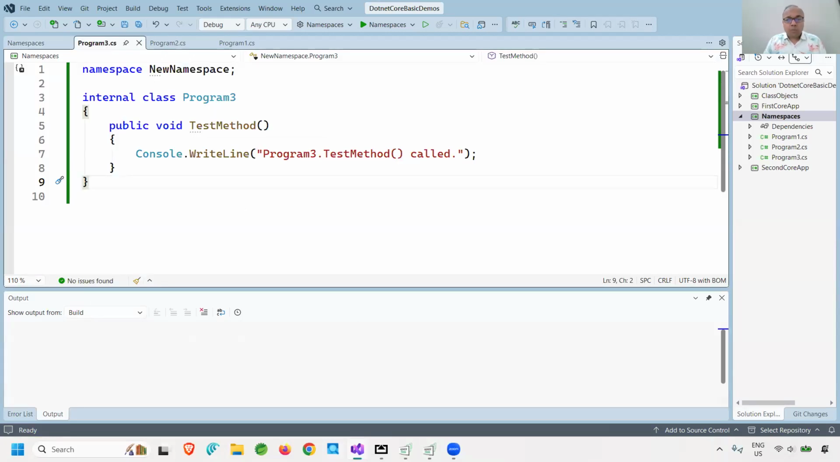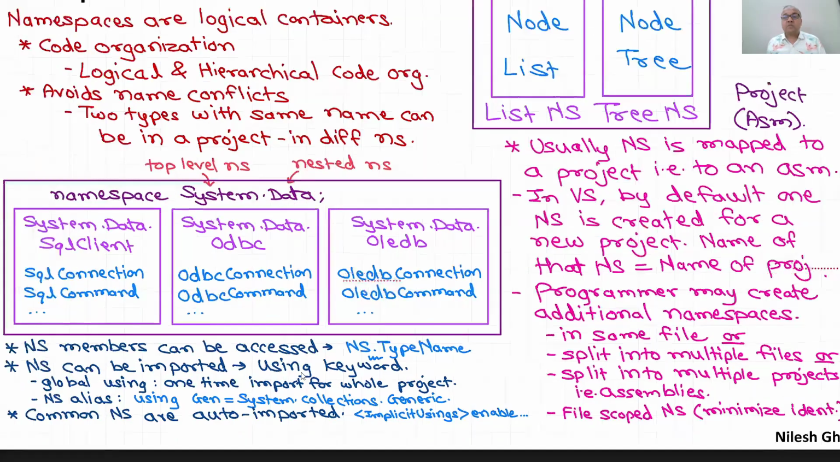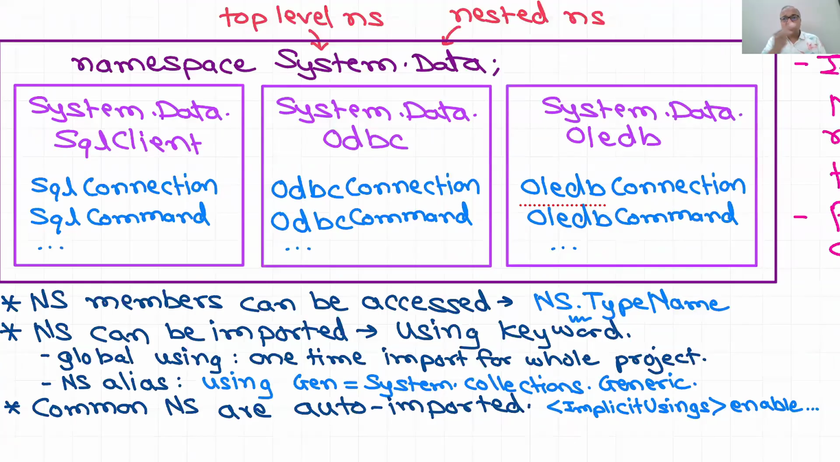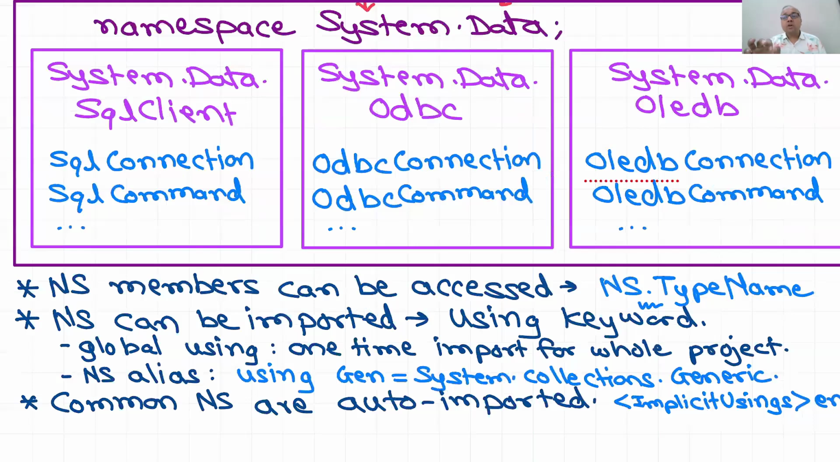Now, I just talked about certain concepts about namespaces, where we understood that the namespace members can be accessed using namespace dot type name, which is referred to as fully qualified name. The second thing we talked about is that a namespace can be imported using the using keyword. Good. And we can also perform the global import. The global import can be done by saying global using namespace name, so that it need not be imported into the remaining files of the same project. And this global using has to be the topmost statement of your C# file.